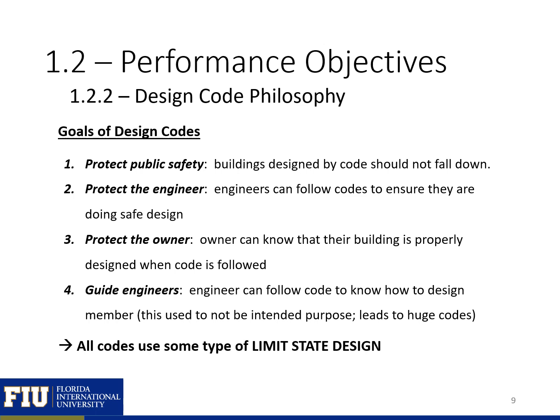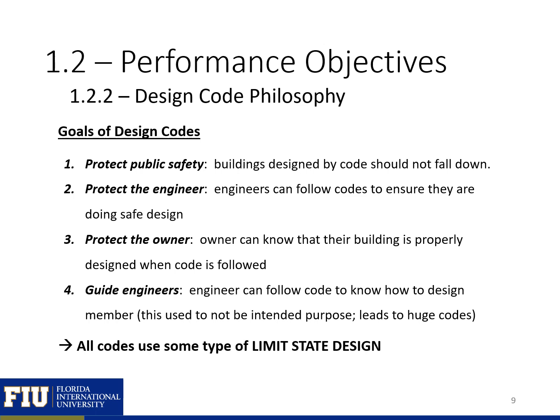Design codes also protect the engineer. Engineers can follow these codes to ensure they are doing safe designs. So they don't need to reinvent the wheel every time they're doing a design, but they can follow a design code. Design codes also protect the owner. Owners can know that their building is properly designed when an engineer follows a design code. And finally, design codes can help guide engineers. So engineers can follow a code to know how to design members.